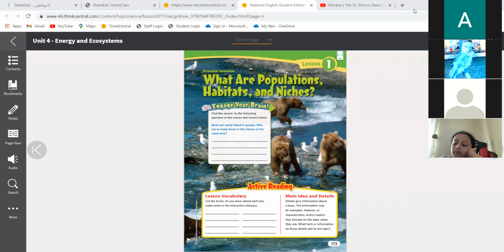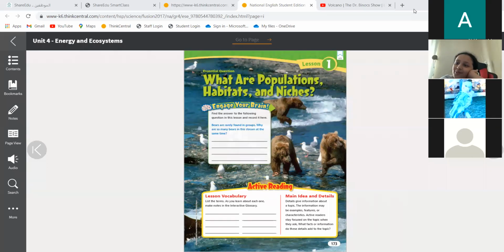Today, we are going to start a new unit and a new topic. We're going to talk about populations, habitats, and niches. Are you familiar with any word of these? No. Really? You don't know what populations? What about habitats? I kind of know habitats. I mean, I know habitats.